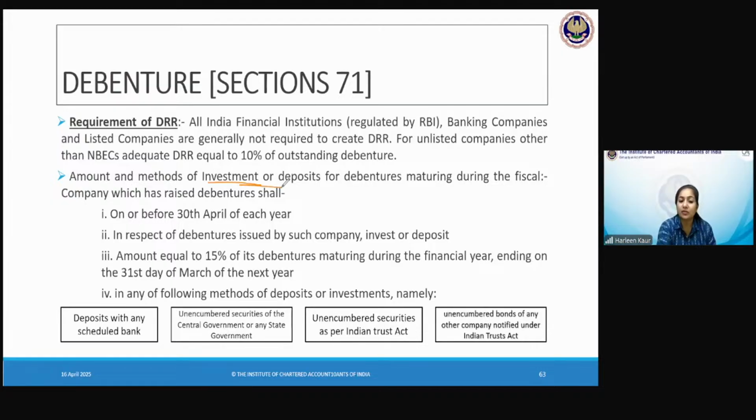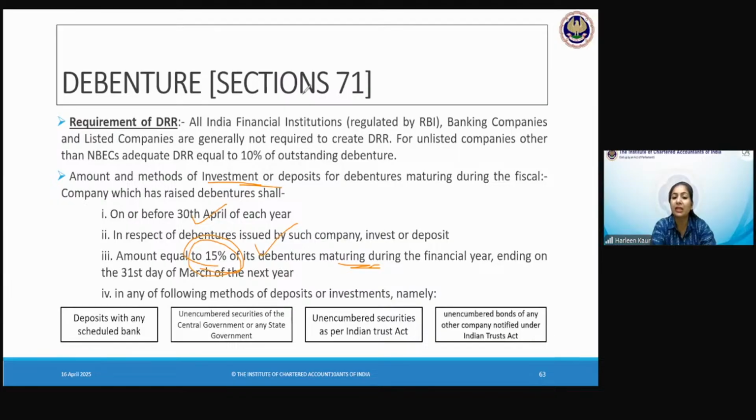Method of investment of deposits on or before 30th April will have to be created. In respect of the shares and debentures that have been issued, at least 15% of the debentures maturing during the financial year, that much amount has to be deposited in your debenture redemption reserve. Now, we are creating a balance so that whenever we try to redeem the debentures in next year, a sufficient amount of balance is lying over there. Okay, in following methods of deposits, they have given you the following methods, how you can do the investments related to the debenture redemption reserve.